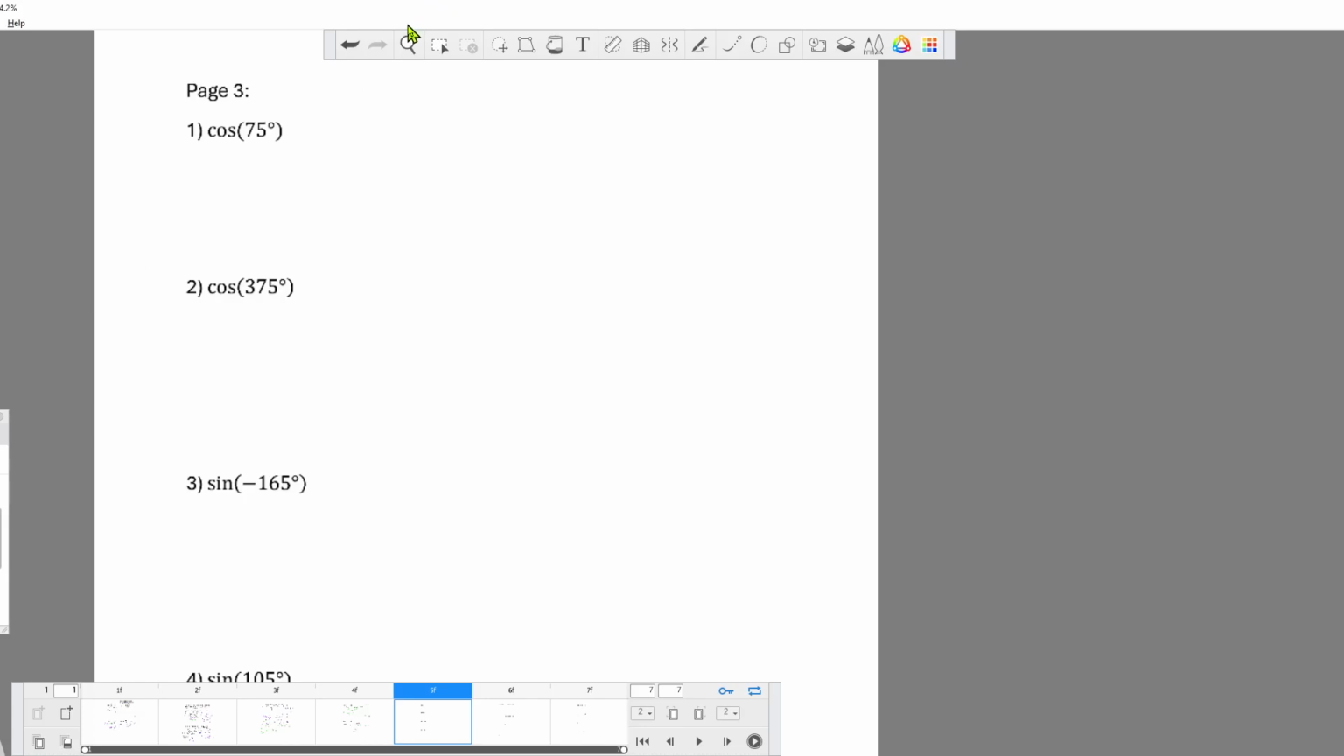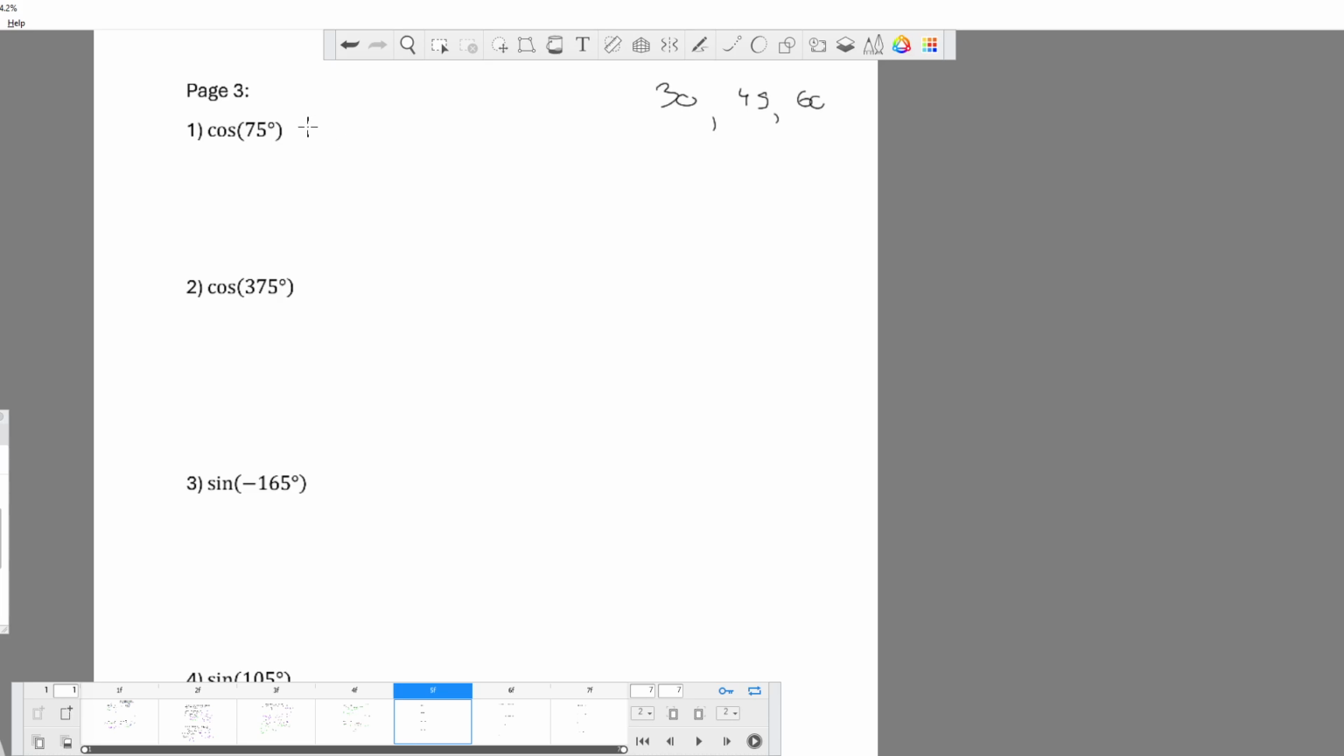Now we're looking at some evaluation versions of these. There's a little bit of our own thoughts that we have to put into how we're going to do this. So if we have cosine of 75, what we're really breaking this down into is we need to think of it in some form of either 30s, 45s, or 60s. Some kind of combination of adding those together to get to this value.